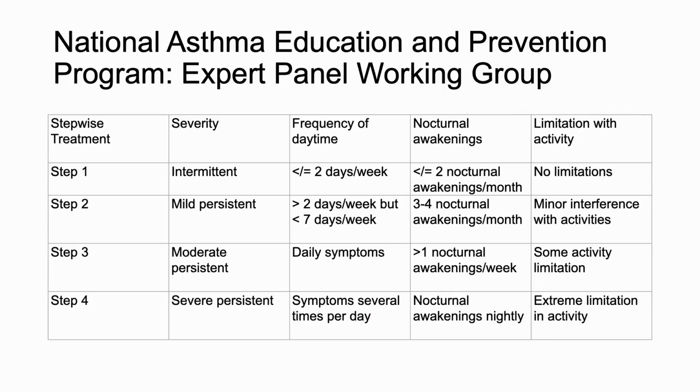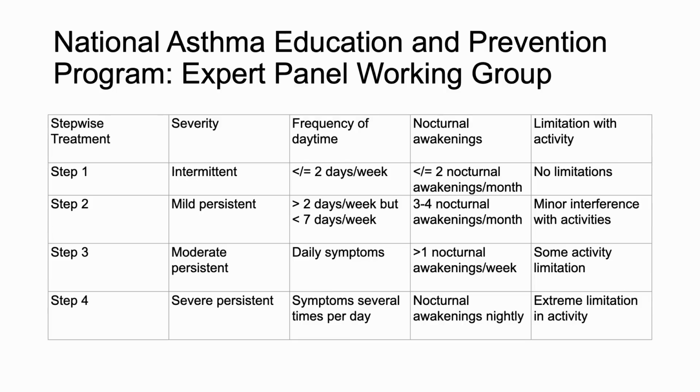First, let's identify if the patient has intermittent asthma, mild persistent asthma, moderate persistent asthma, or severe persistent asthma. In intermittent asthma, the patient has less than 2 daytime symptoms per week, less than 2 nocturnal awakenings per month, and has no limitations with activity. A patient with mild persistent asthma usually has more than 2 days, but less than 7 days a week of daytime symptoms, 3 to 4 nocturnal awakenings per month, with minor interference with activities.